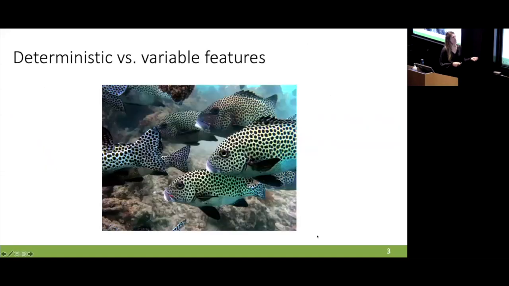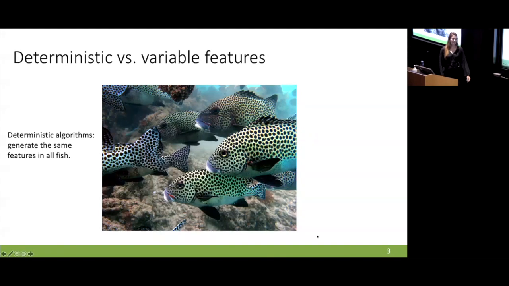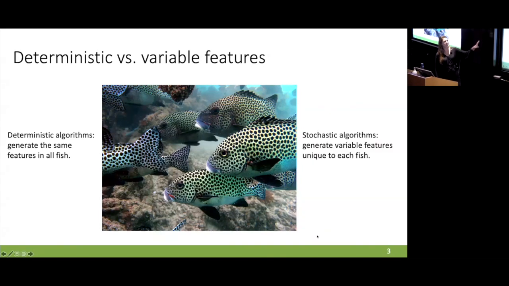So I'm going to split algorithms into 2 types based on the features of their outcomes. If you look at the school of fish, you can see 2 types of algorithms. First are deterministic. These are algorithms that generate the same structure every time. In all of these fish, you'll see 2 eyes, 2 fins, and 1 tail. Unless something went really wrong genetically, you'll have all these features in the exact same places. But if you look at, for instance, all of the dots on these fish, you're not going to be able to find 2 fish with the exact same pattern of dots. So these are algorithms that have generated variable features that are unique to each fish.